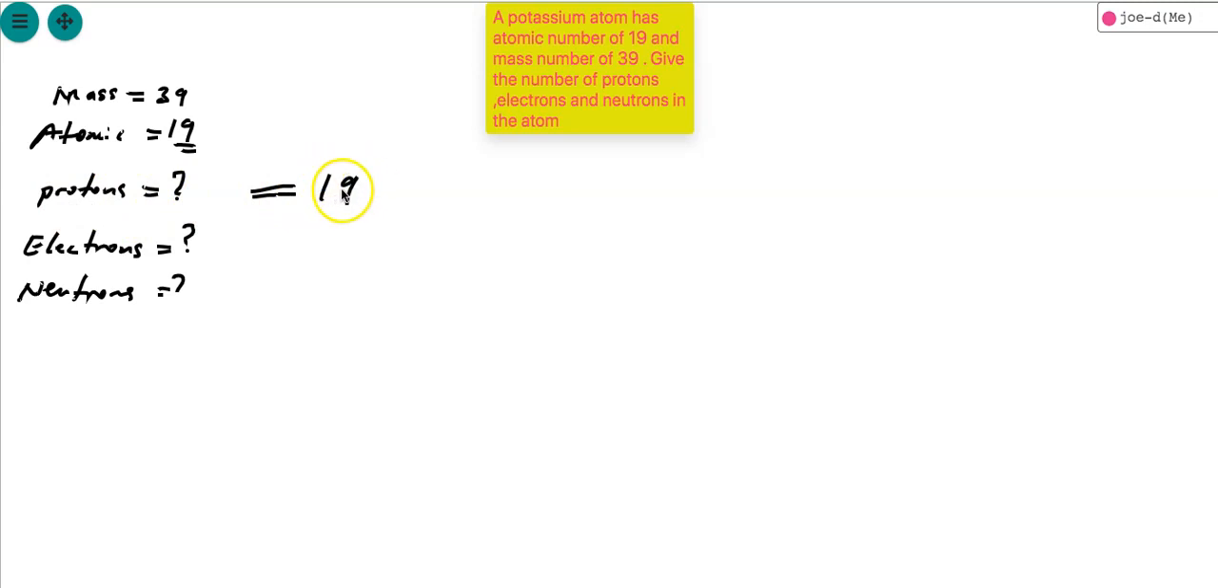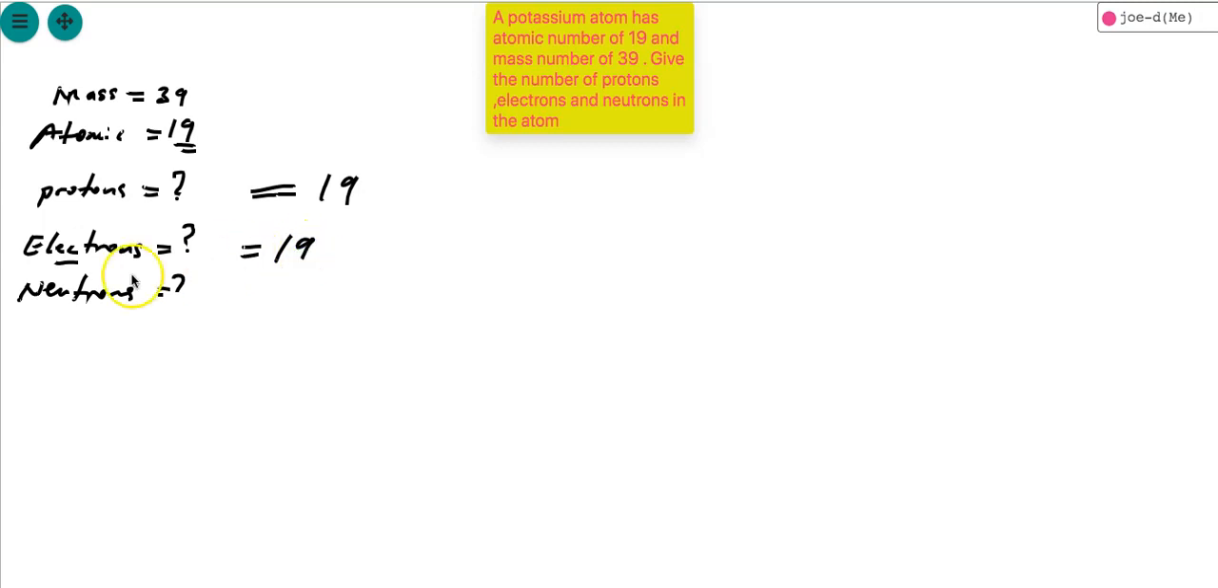Now, knowing the atomic number and knowing the number of protons allow us to determine the number of electrons, because we have just said that the number of protons is always equal to the number of electrons in an atom. Remember, we just said that. Therefore, if we know the number of protons, we can find the number of electrons, and therefore the number of electrons in this particular atom will also be 19.